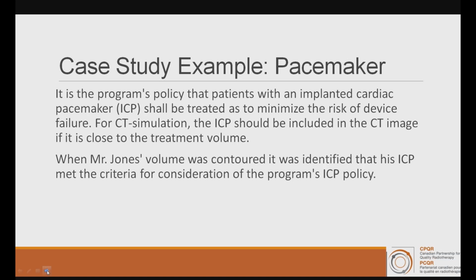So moving on in Mr. Jones's journey, it's the program's policy that patients with an implanted cardiac pacemaker shall be treated as to minimize the risk of the device failure. So for CT simulation, the ICP should be included in the CT image if it's close to the treatment volume. So when Mr. Jones's volume was contoured, it was identified that his ICP met the criteria for consideration of the program's ICP policy.